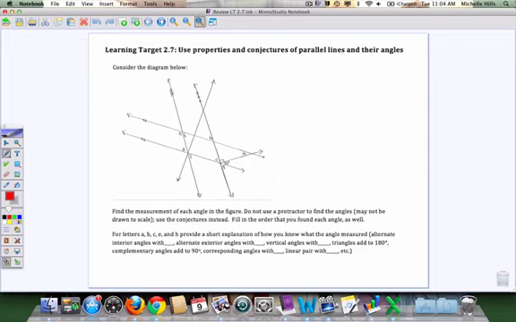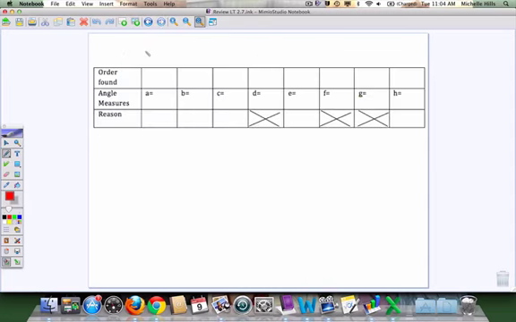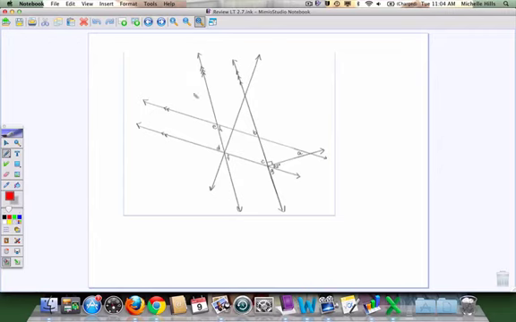So learning target 2.7: sometimes there's more than one way to get these answers, which means that as you're doing this, one of the things you're going to be asked to do is to say the order in which you found these angle measures, because the order in which you found them might change the reason that you give. So when I look back at this problem, it asks me to find these different angle measures that are missing, and I did a larger version to make it easier to see.